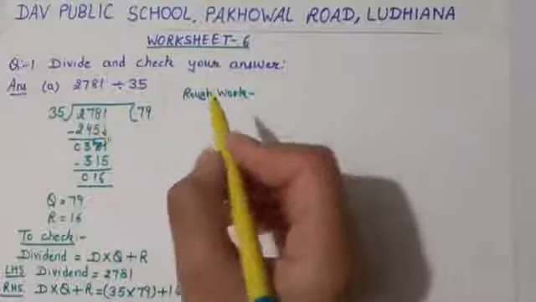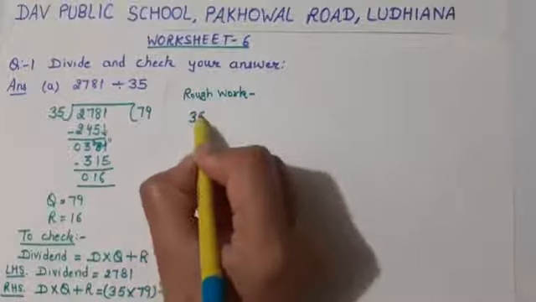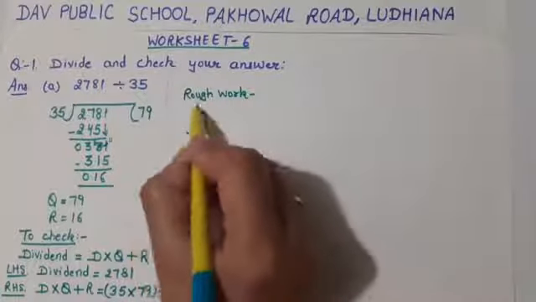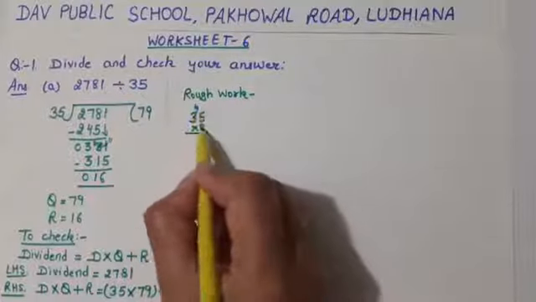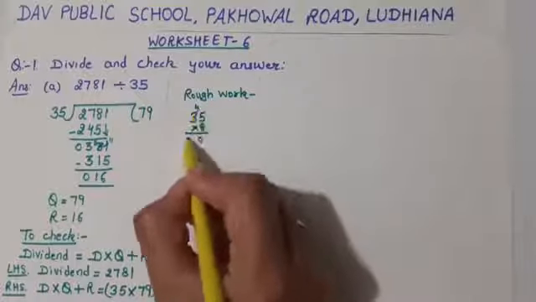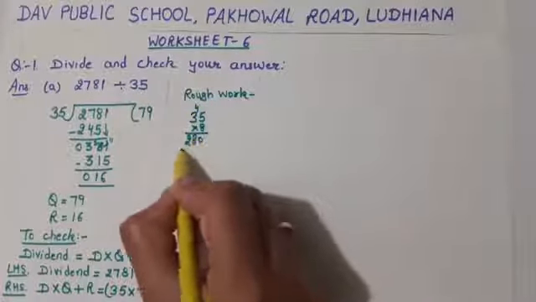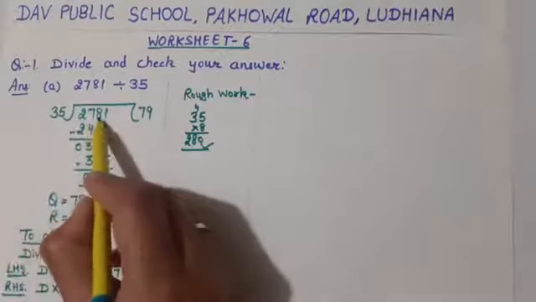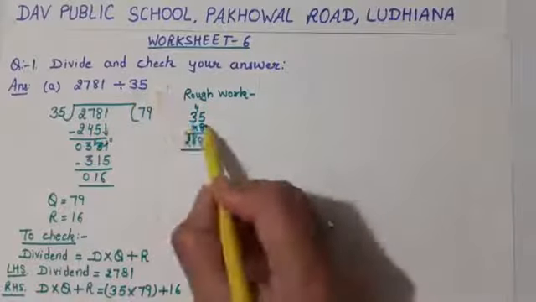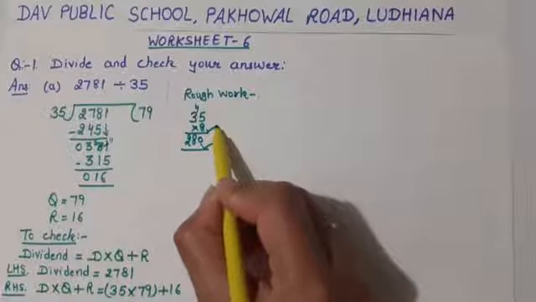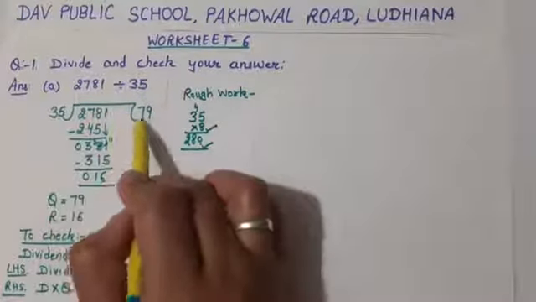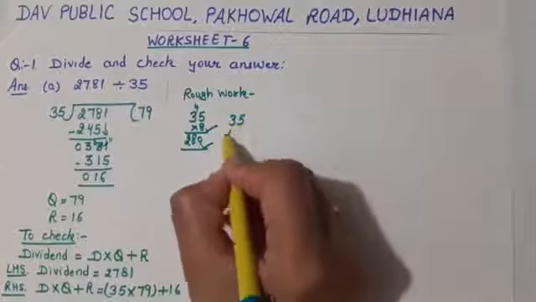First we will check. 35 times 8. 8 times 5 is 40. 8 times 3 is 24. 24 and 4 is 28. 280. But here 280 is greater than 278. So it will go in 7, the table of 7. So we will multiply 35 with 7.